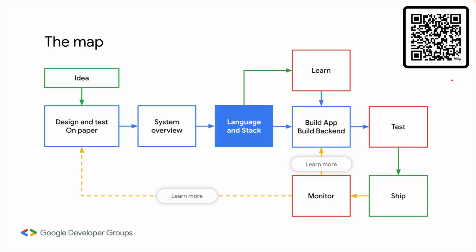So here is the map. I drew a picture of the whole process. So here you are, you've got an idea for an app, and now how do you get from this idea all the way to this green block, which is the ship block where you're actually shipping your app? So these are the steps that are in between.